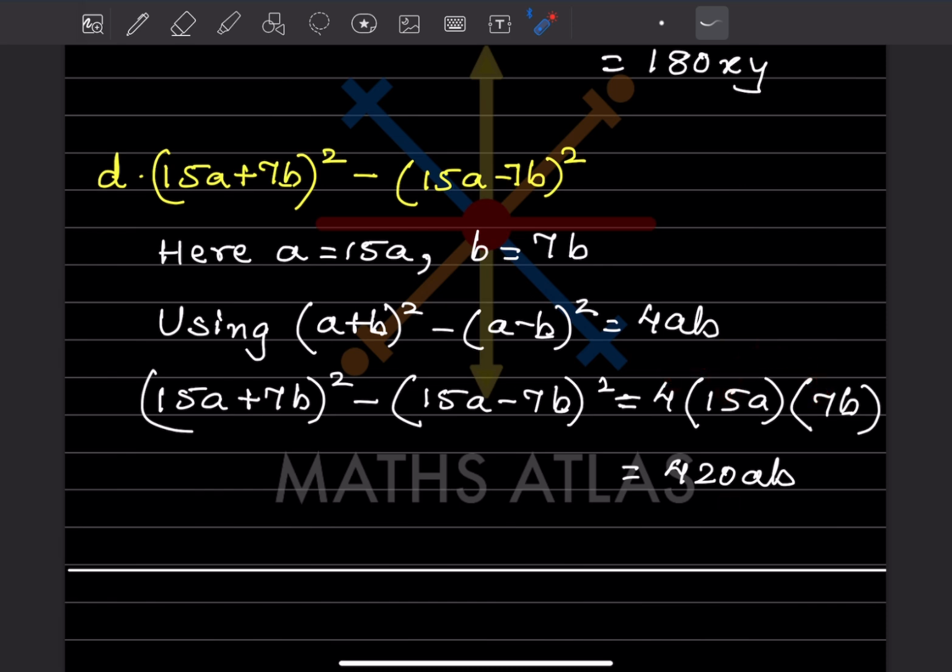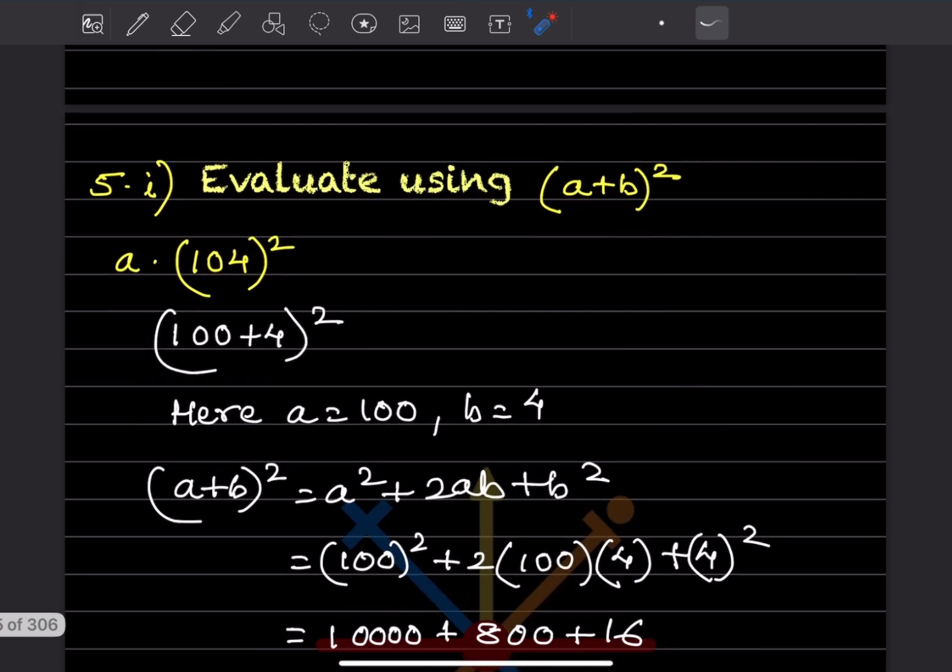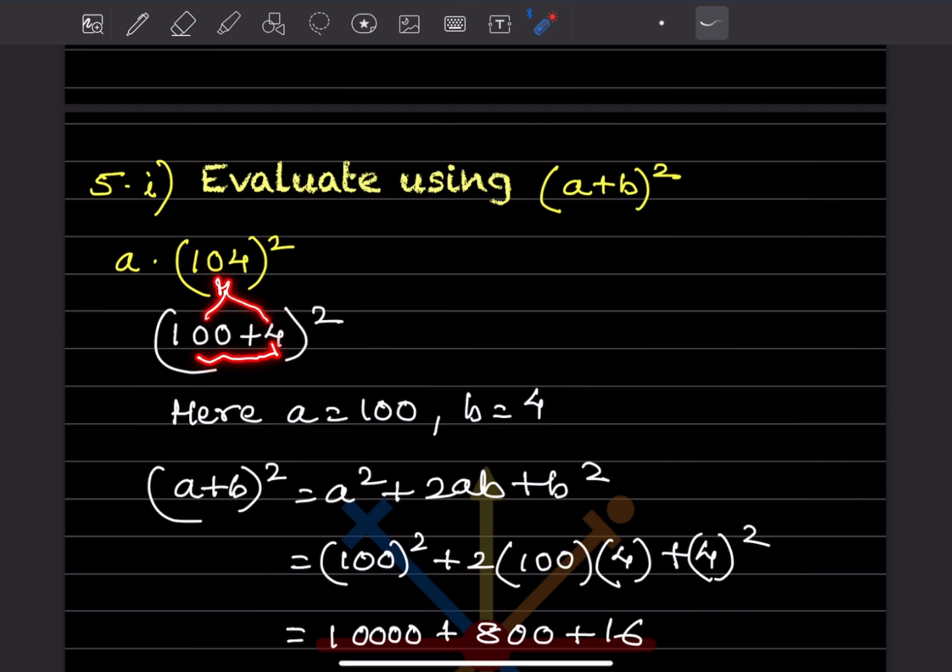See that you write the proper steps so that the calculation part will be easier. Now here they said evaluate using A plus B whole bracket square. Look at this, this is the question given. So you have to bring this in the form of A plus B. What will be the easier one? We can make this as 100 plus 4 for 104. So here A is 100 and B is 4.